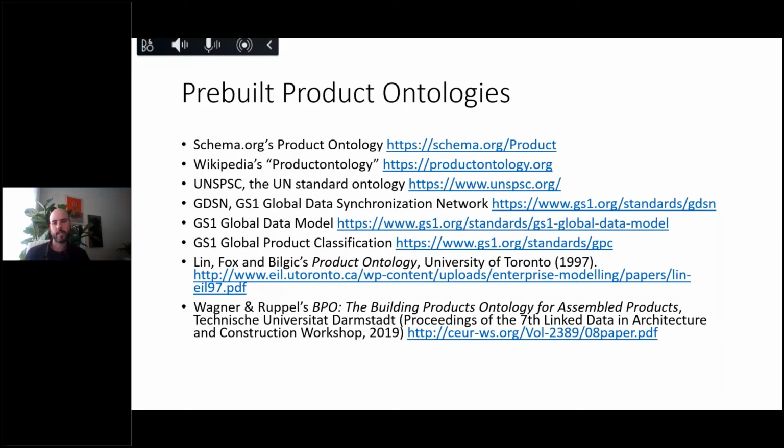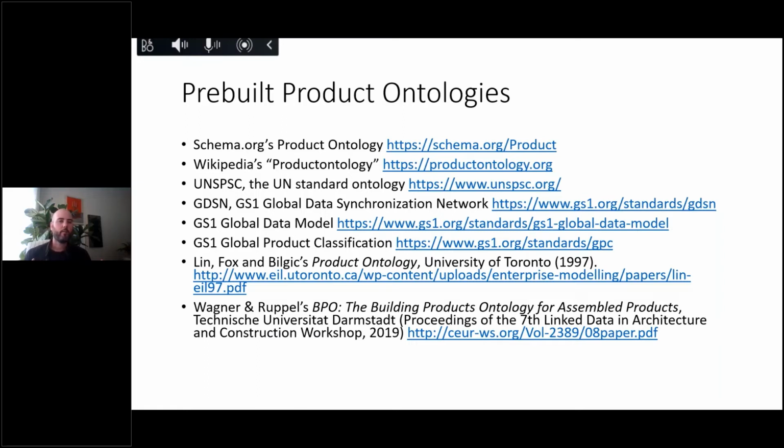GS1, which is a global nonprofit which maintains standards for data exchange, has a number of different ontologies that are available for public use, as well as academics have created different ontologies. I cite one here from the University of Toronto focused around products, and another one from a German university, which is really focused on building products. So it's a little bit more limited in its domain.